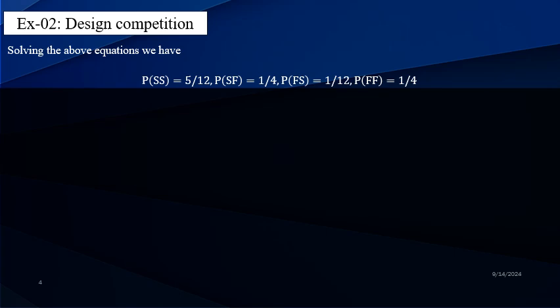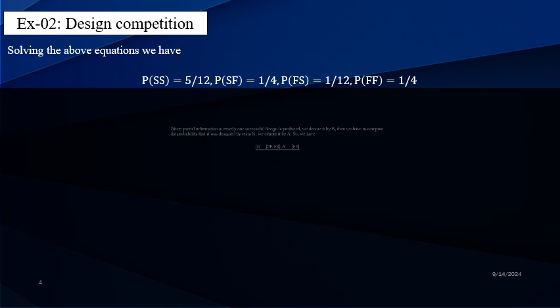Probability of SS is 5 by 12. Probability of SF is 1 by 4. Probability of FF is 1 by 4. Probability of FS is 1 by 12. So all these you got by solving. There is no issue. All these came from the information contained in the given question. So we got the probability of each outcome.